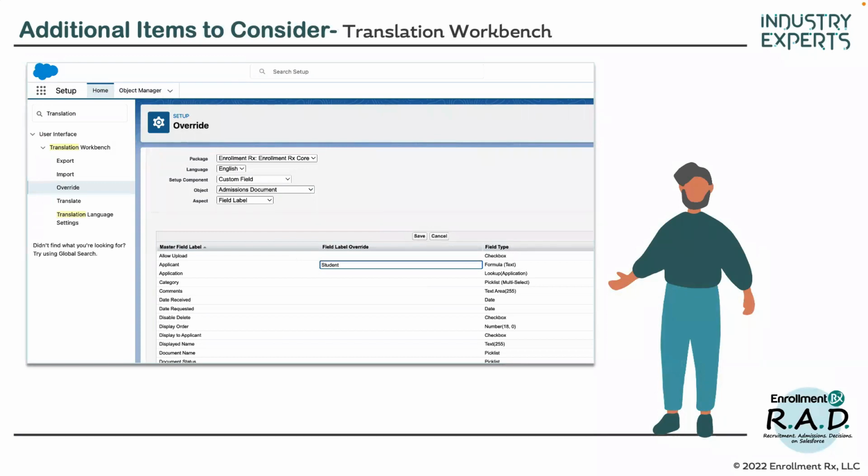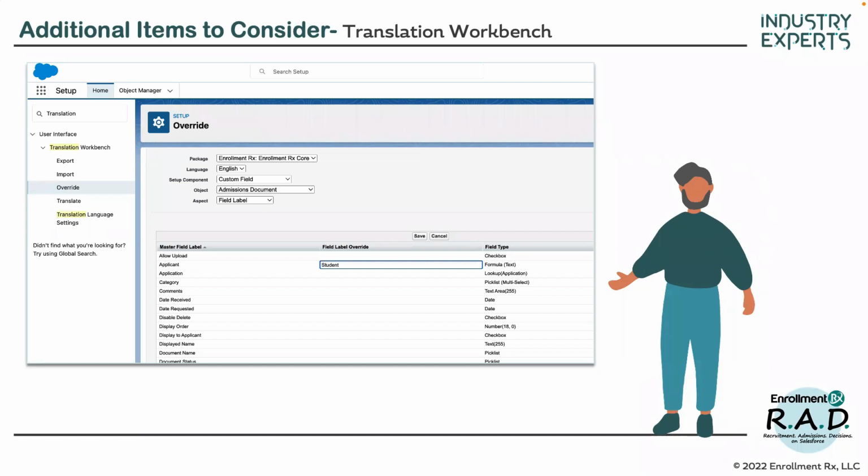Through the setup menu, if you put in translation workbench and go into override, it's going to bring up all the different packages that you have installed. Most of the ones, obviously from us, you're going to see the enrollment RX. You're going to have core, different packages there. We can then select custom fields, select our object, and it's going to give us a list of all of those fields that are part of our managed package.